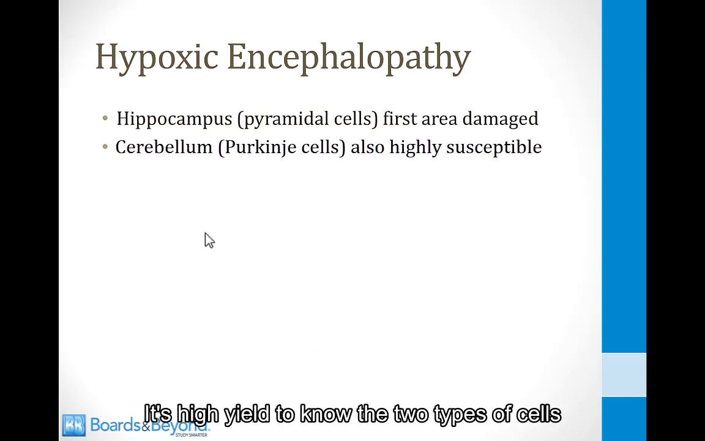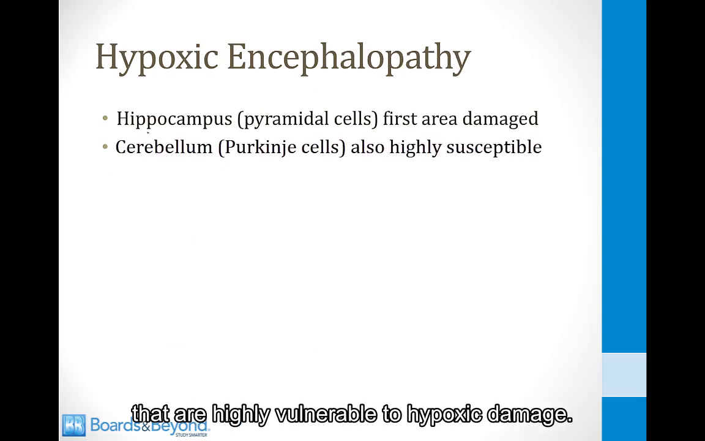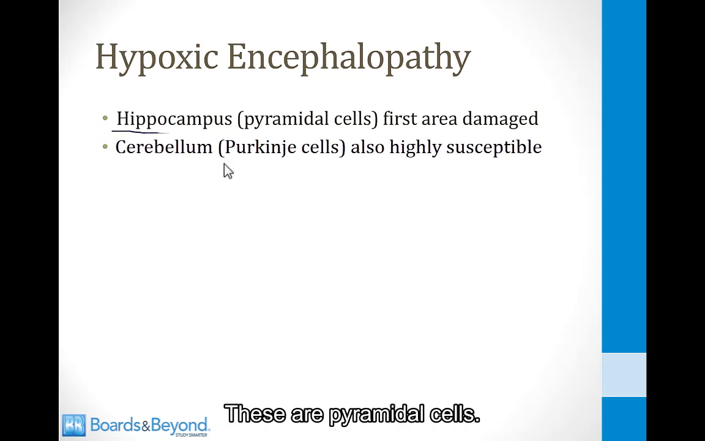It's high yield to know the two types of cells that are highly vulnerable to hypoxic damage. One type of cell is in the hippocampus. These are pyramidal cells.